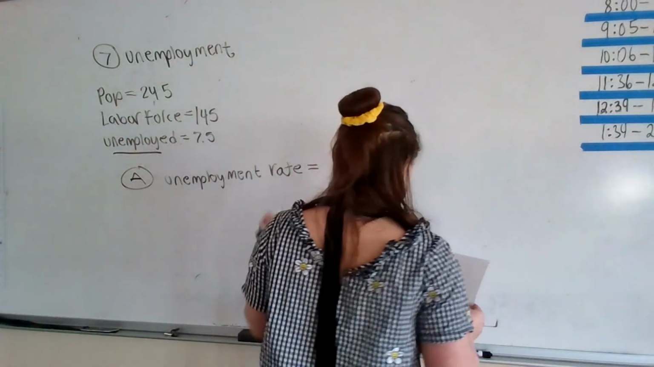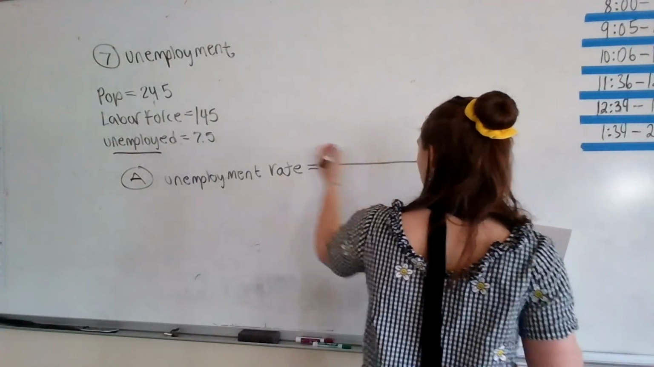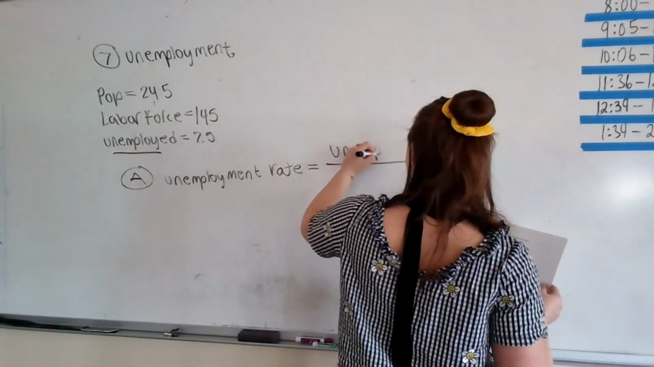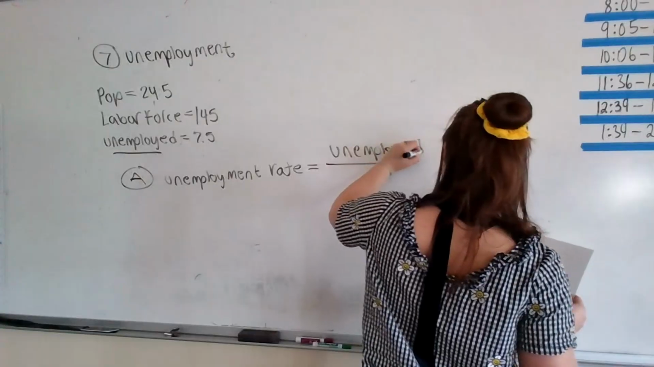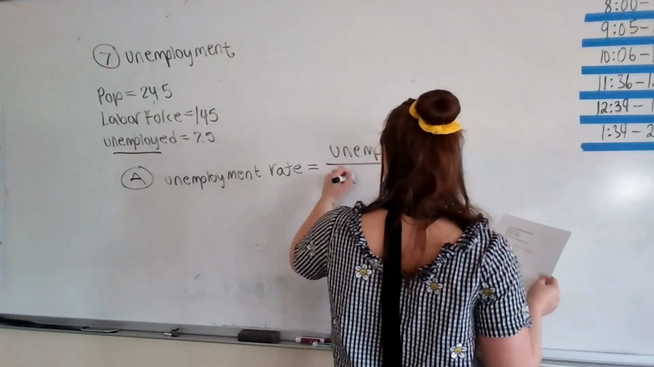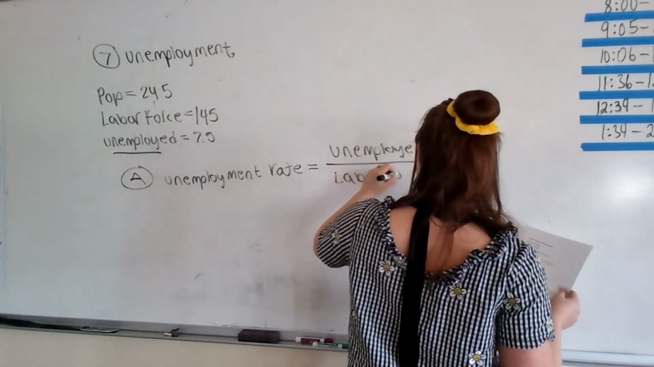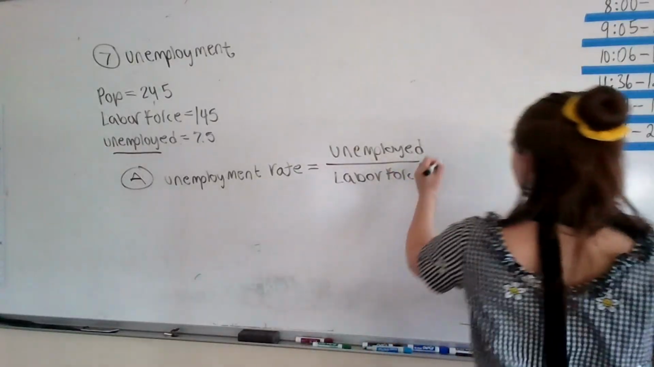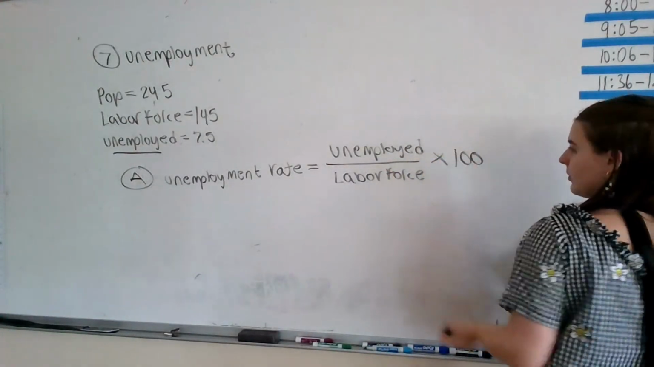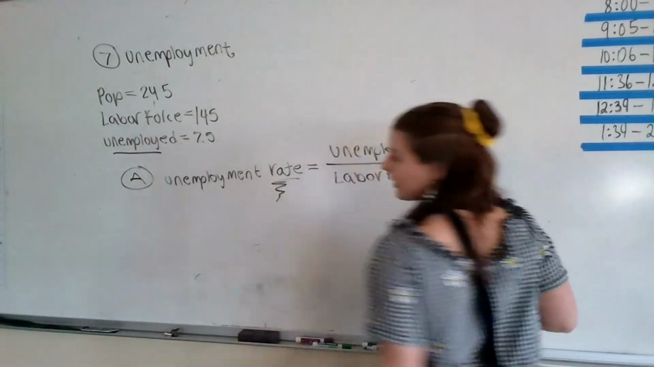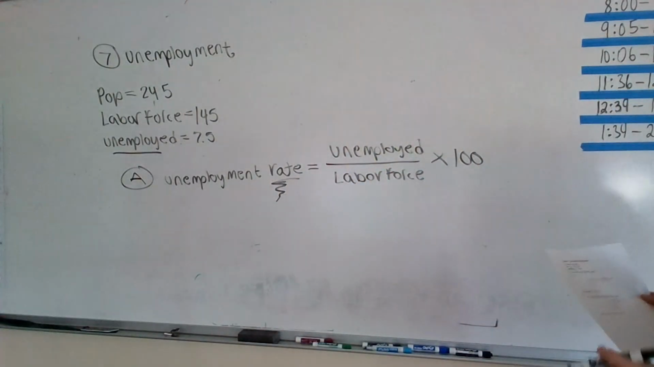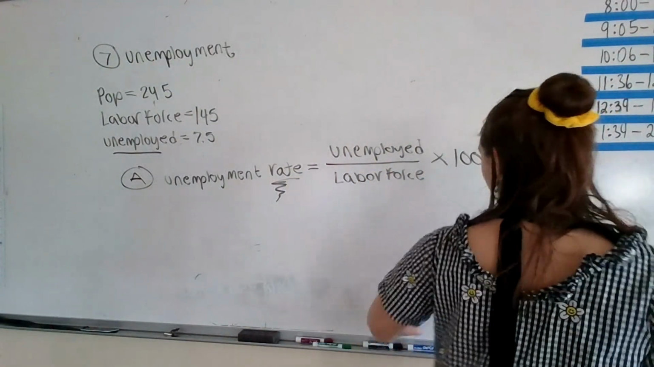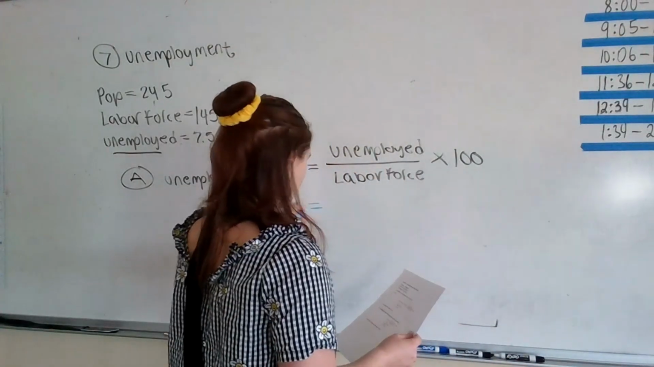Our unemployment rate formula looks like the unemployed over the labor force, and we multiply that by 100 so we can get the rate part, right? Rates are percentages. So in this case, our unemployment rate is going to look like this, right?